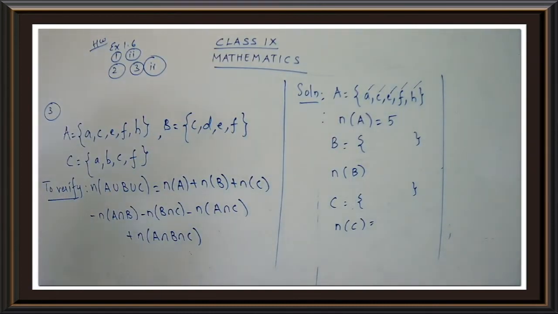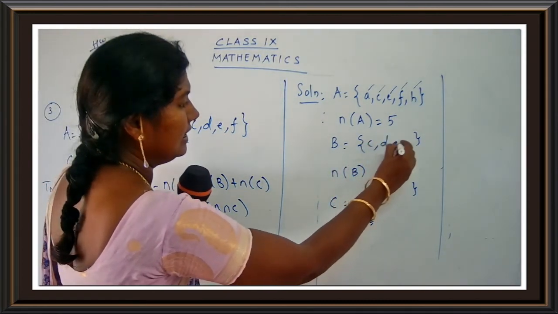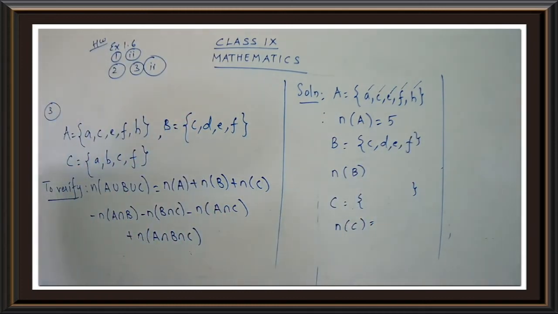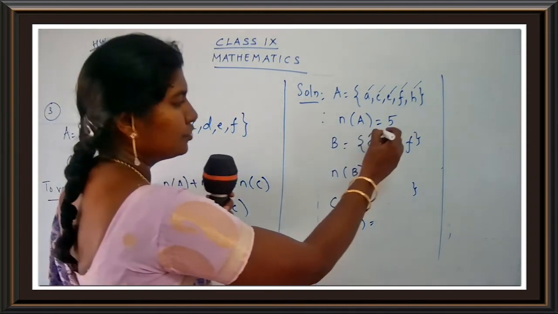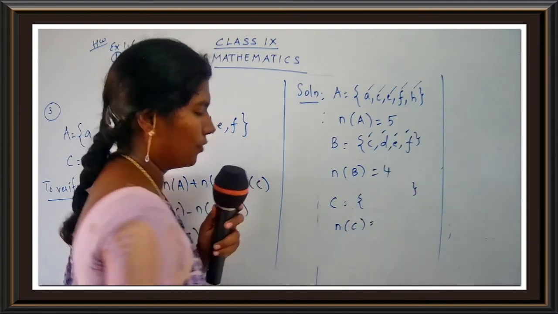So B is given to you. Write down B and write down N of B. Write down C and write down N of C. Okay. What is B, children? B is C, D, E, F. Yes, C, D, E, F. So what is N of B? Count the number of elements. This is 1, 2, 3, 4. N of B is 4.